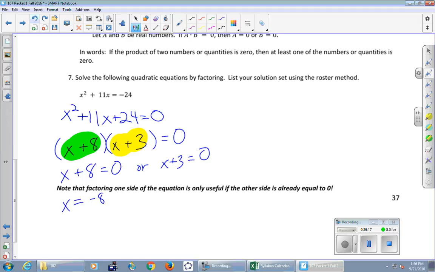Subtract 8, subtract 3. We've got our answers. How many solutions did we get? 2. Should we have expected 2? Yes. 2 solutions. Okay, so that is one way to solve that equation right there.